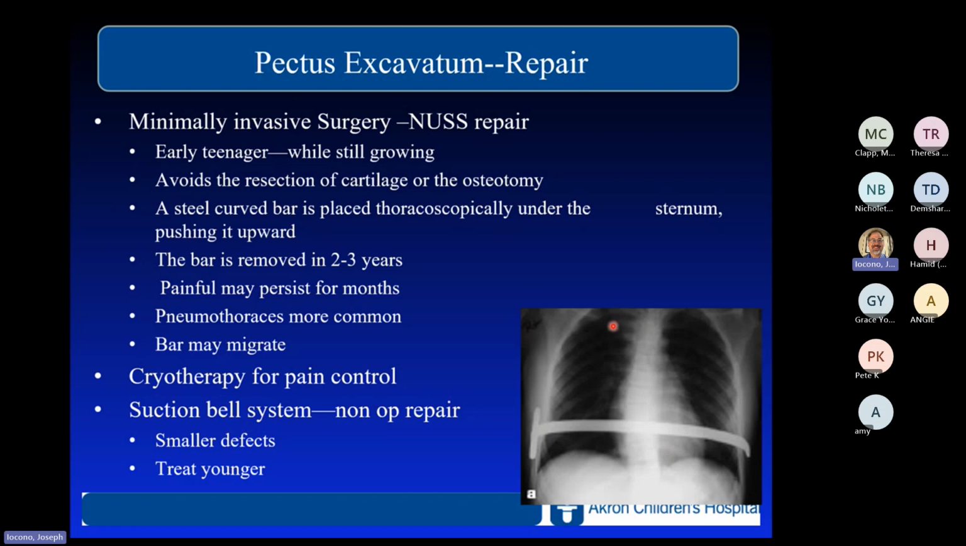You actually freeze the rib heads from T3 to T8, and you give the entire chest wall about 3 months of numbness until the axons regrow. 10% incidence of persistent pain and persistent paresthesias with this. There is now a thing called a suction belt system for a non-op repair of pectus. You have to do this earlier and for very mild defects. There's a suction system to actually try and suck out the chest in smaller kids.